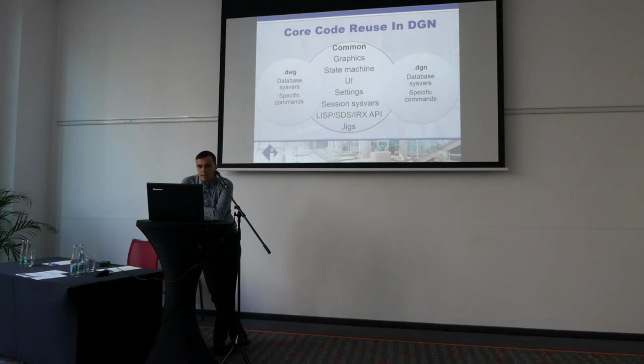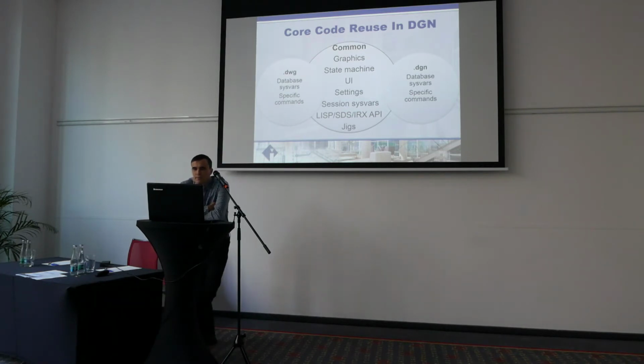Our work is based on DGN libraries provided by ODA. So ODDG and ODDB libraries use the same geometry and base classes. This allows us to reuse a lot of existing code in our DGN editor. For example, DWG and DGN share graphics, settings, UI, state machine, session system variables, selection core, grip manager, snap manager, etc.